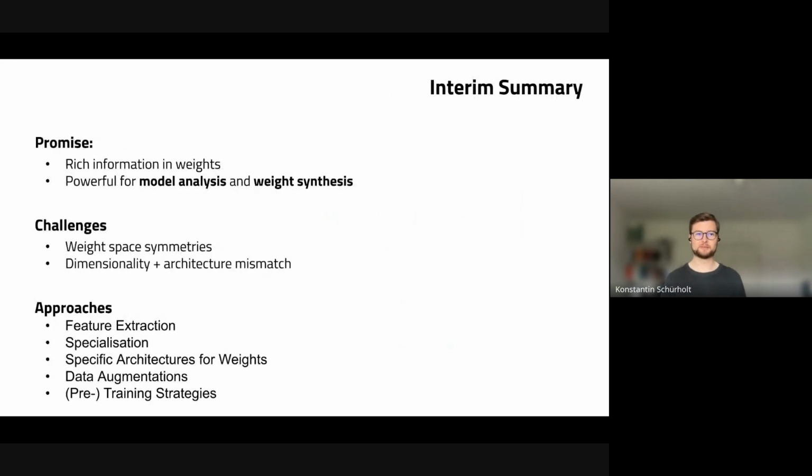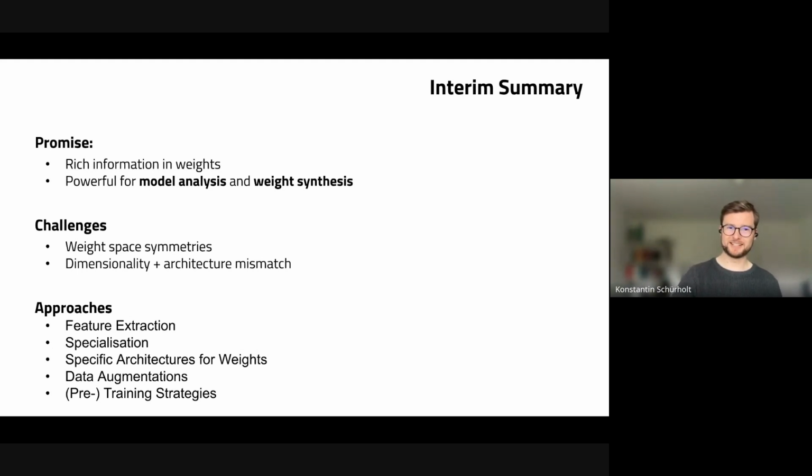But for now, I would like to just summarize what we have. The promise of weight space learning is that there is very rich information. Interacting with the weights is the most direct way of interacting with models, and using these methods with weights gives you very powerful tools for both model analysis and weight synthesis, both of these broad classes of topics that we wanted to work on. The challenges are mostly the size, the mismatch between architectures, and the symmetries. And existing approaches, you can structure them into feature extraction, task specialization, architectures, augmentations, and training strategies.